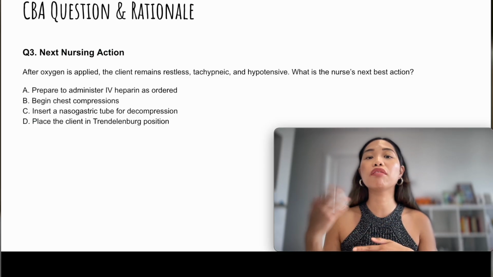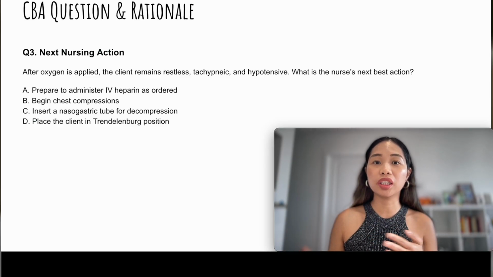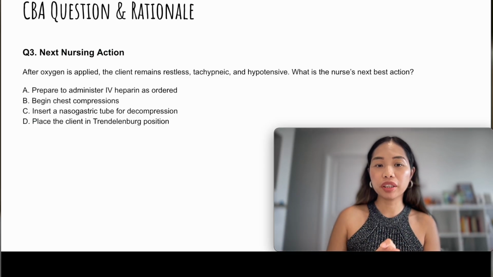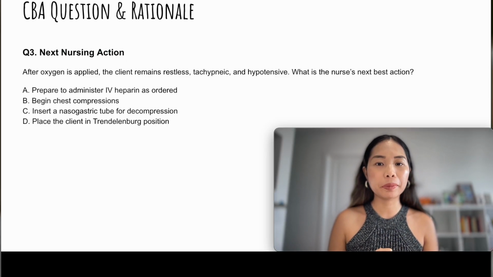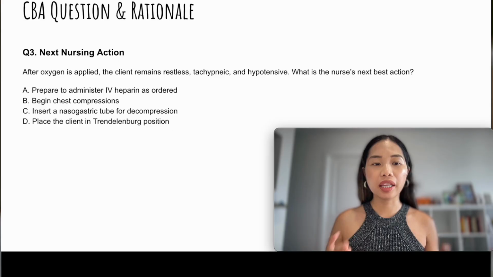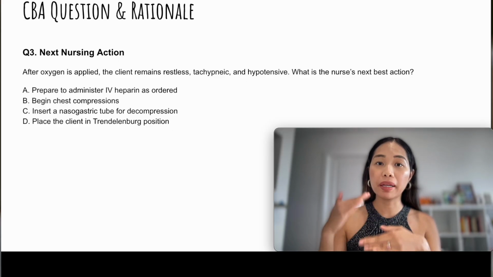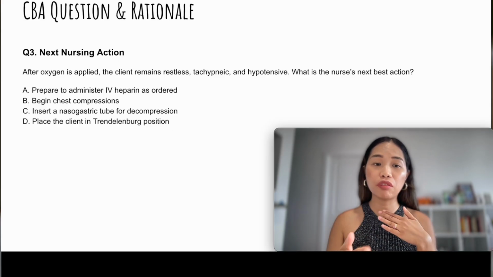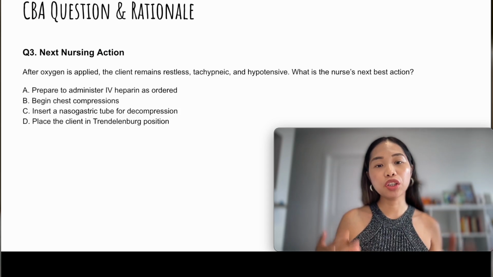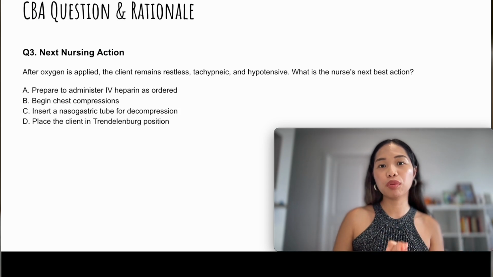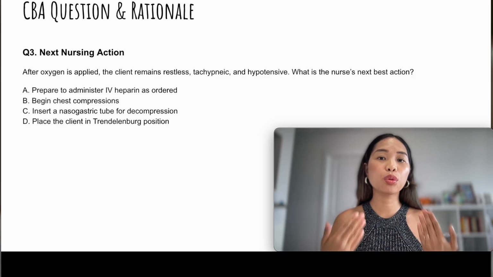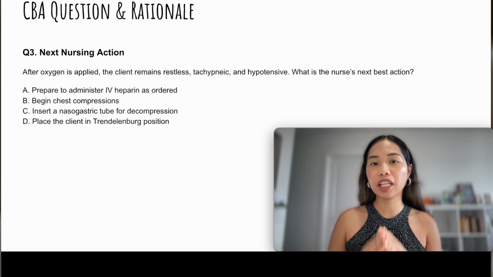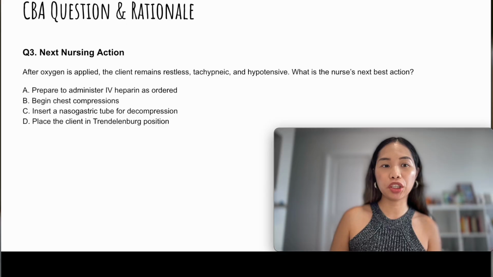So that means you don't have to call the doctor to verify the order. You already have the order. For this question, the answer would be prepare to administer IV heparin as ordered. Again, we are doing it step by step because we are doing an unfolding case scenario. So we need to look for the intervention that will prevent the progression of pulmonary embolism and that will give an immediate stabilization for this patient.